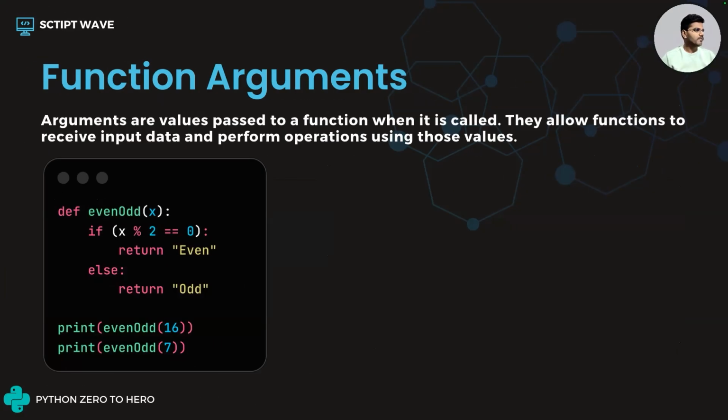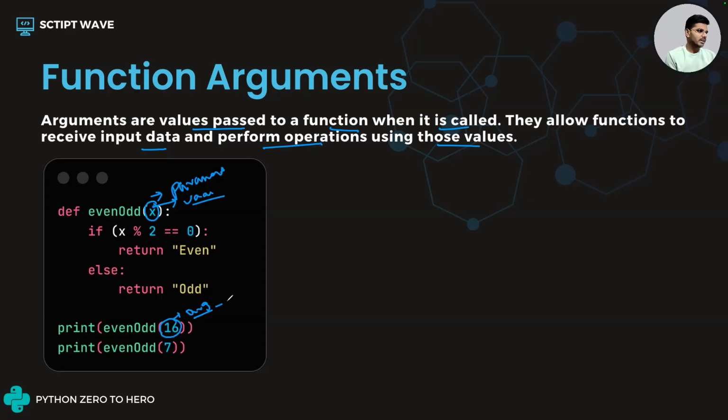Let's move forward. So, function arguments. Arguments are the values passed to a function when it is called. They allow functions to receive input data and perform operations using those values. So we have this function even_odd, and we are taking the input. This is called a parameter and this is called an argument. Why parameter? Here we are just taking a variable, but this is not exactly a variable. We cannot call it a variable because this is just a template. A function is just a template. However, this is the value, which is also called an argument.